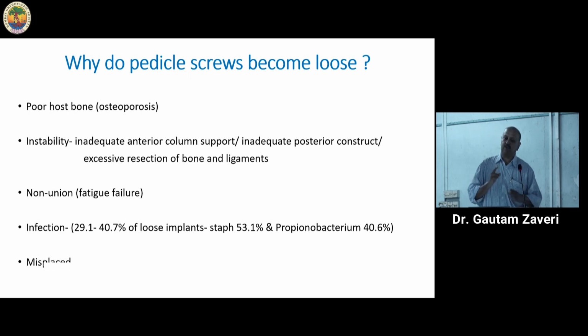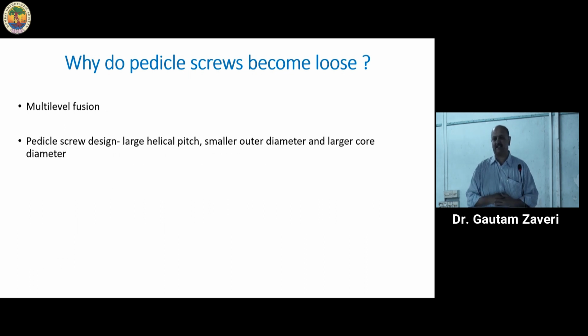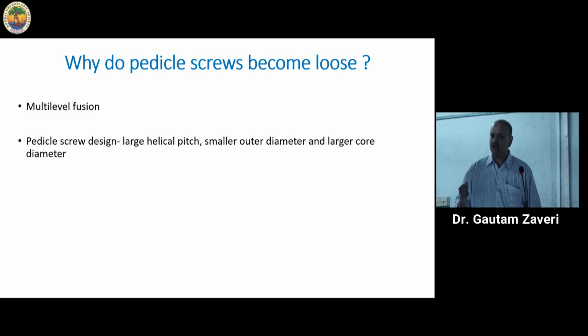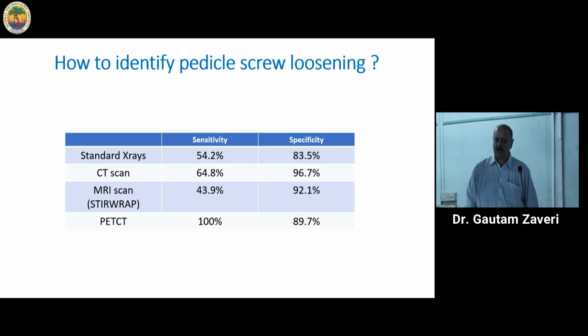Misplaced screws: if your screws are not placed properly and are cutting through the pedicle, obviously the chances of their hold is less and their chances of pulling out are more. Multi-level constructs have a higher incidence of non-union, and we can also sometimes blame the pedicle screw design. If the difference between your outer diameter and inner diameter is much lesser and the helical pitch is very large, then the chances of pull-out are higher.